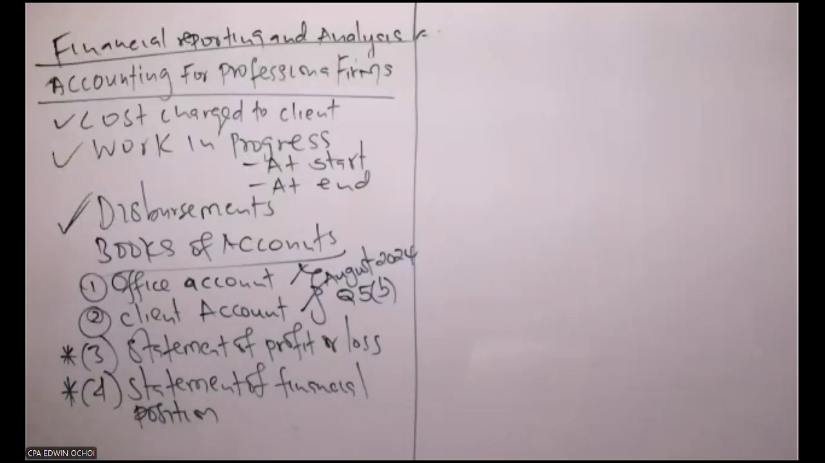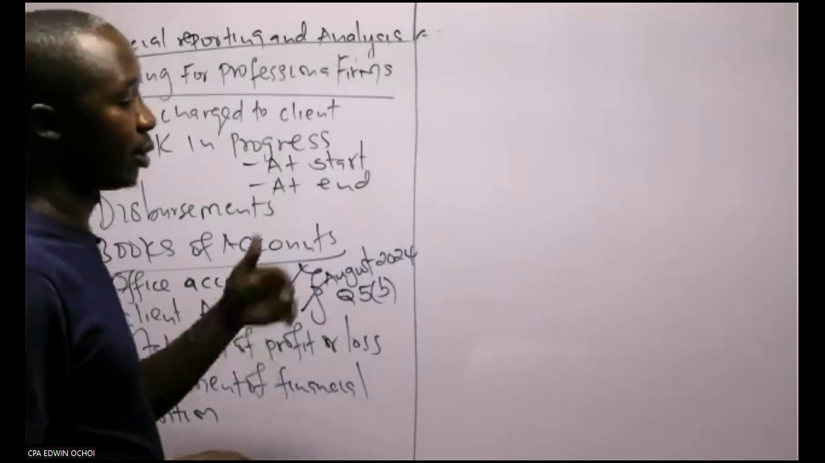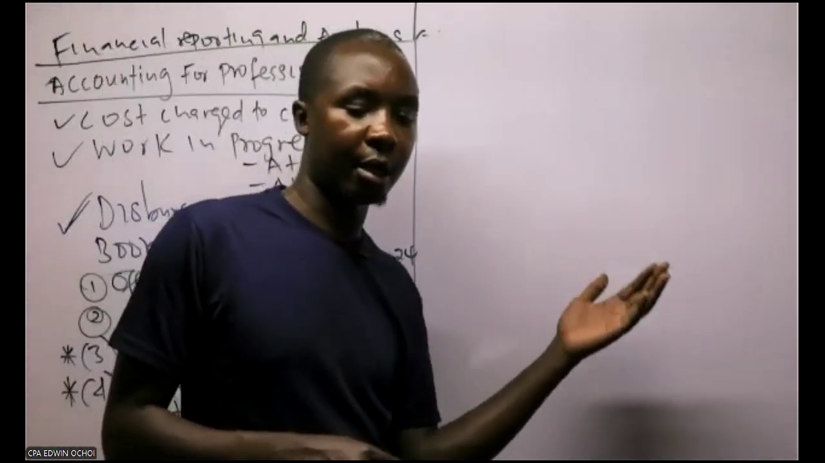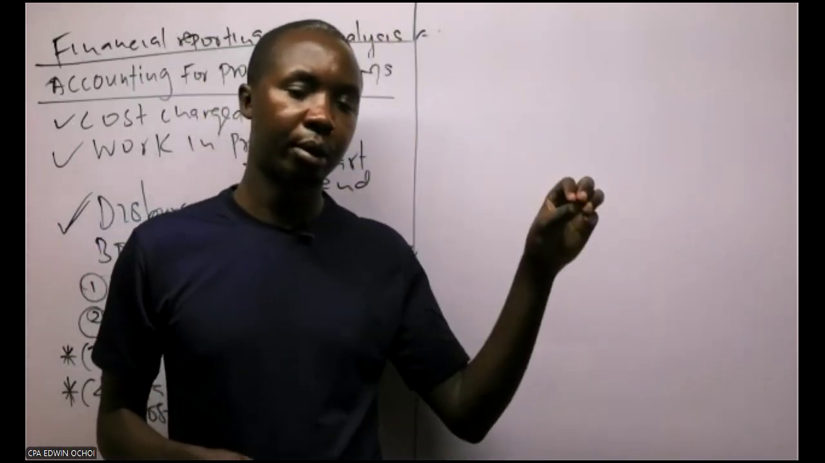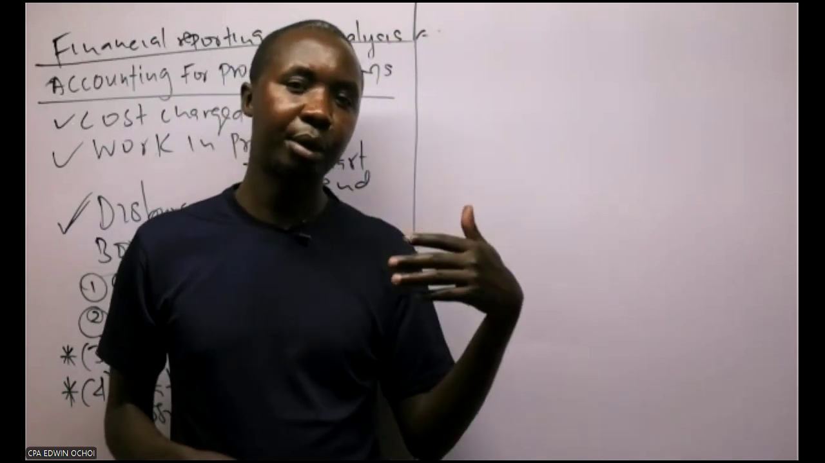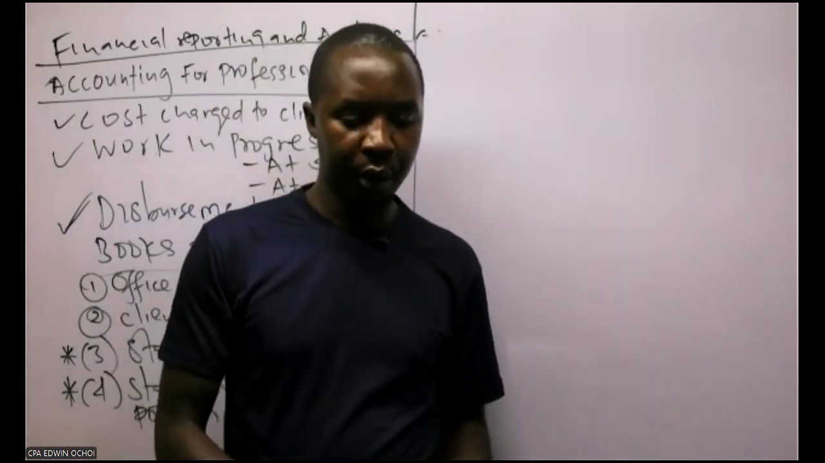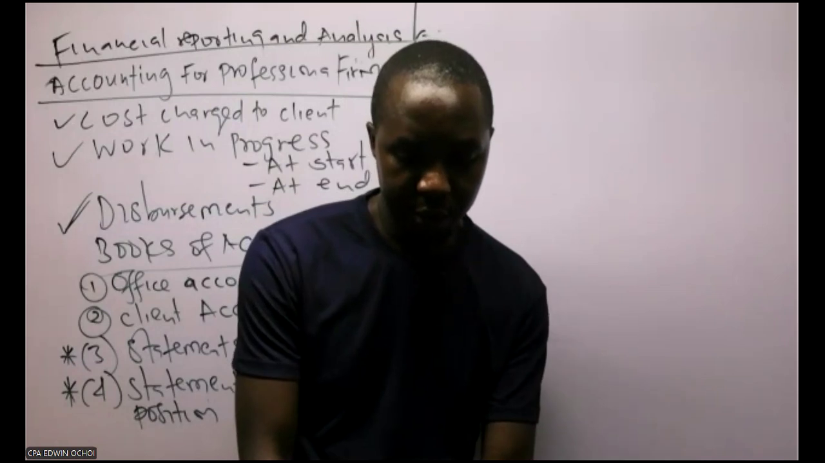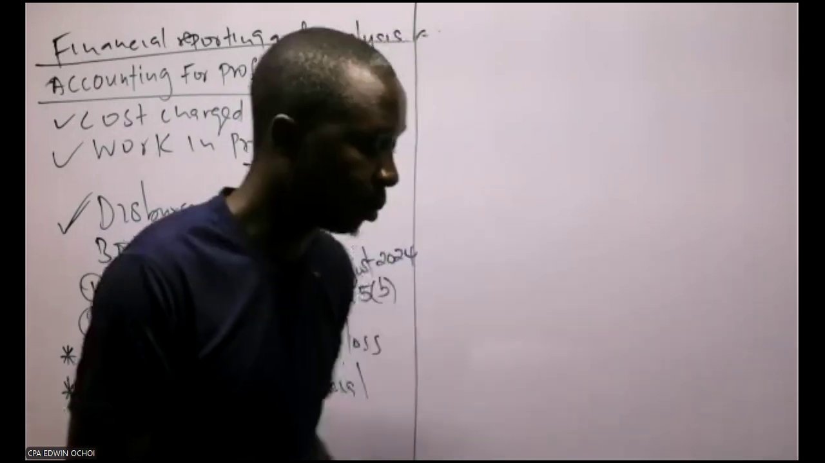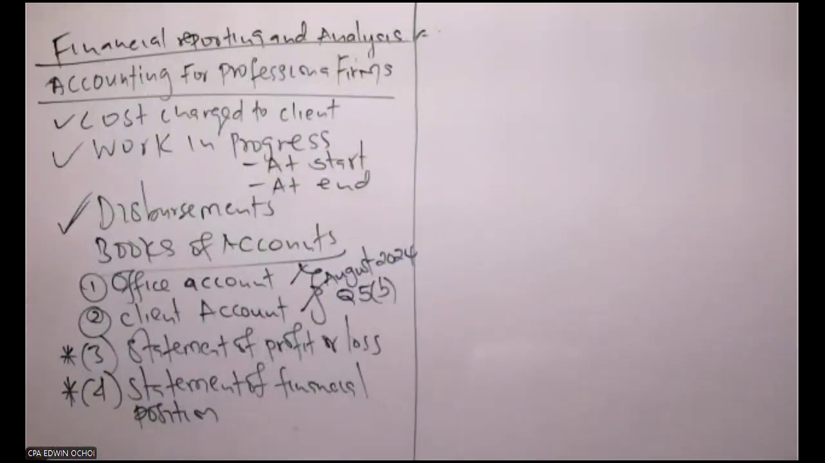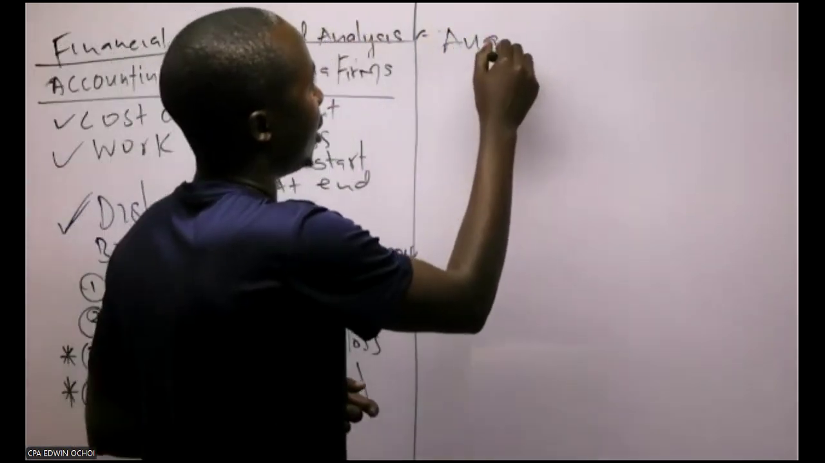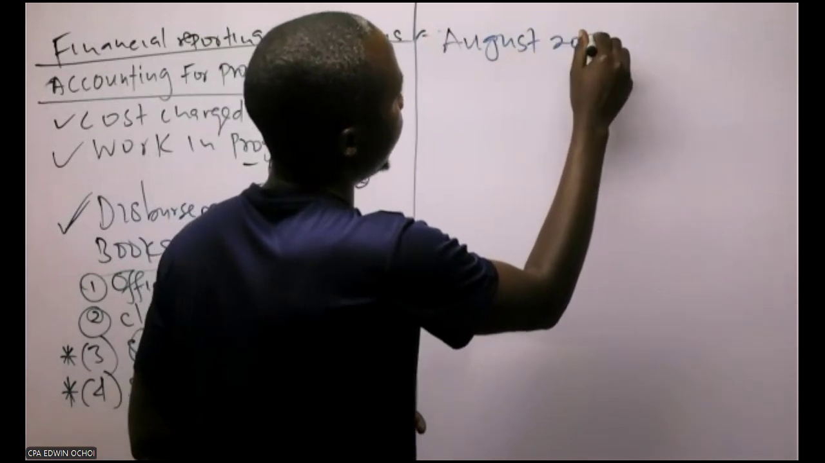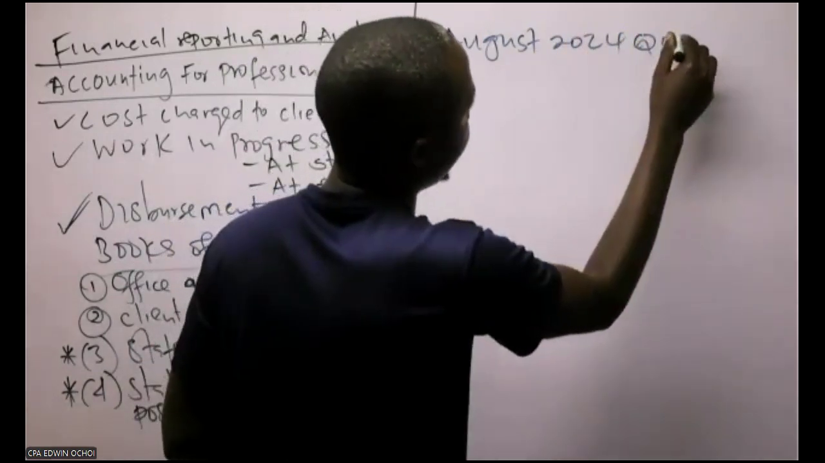For the statement of financial position, remember it's all about assets. You classify non-current assets, current assets. Then you talk about capital. You go to the non-current liabilities, then current. So for us to talk about statement of profit or loss and statement of financial position, let's embark on the August 2024, question 5, C.